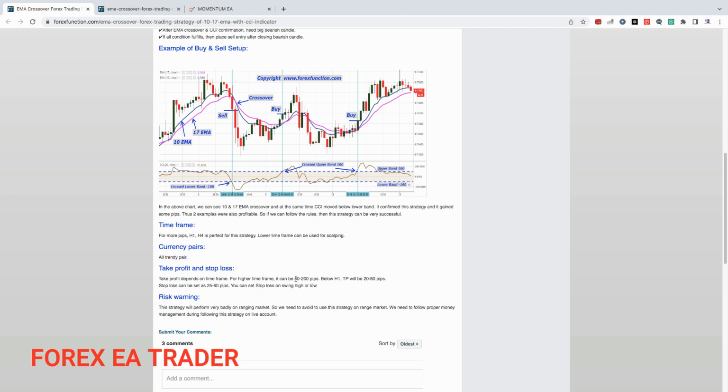So you can set it between 50 and 200 pips. That's for take profit. Below 1 hour time frame, it can be 20 to 80 pips. Stop loss can be set 25 to 60 pips. You can set stop loss on swing high or low.